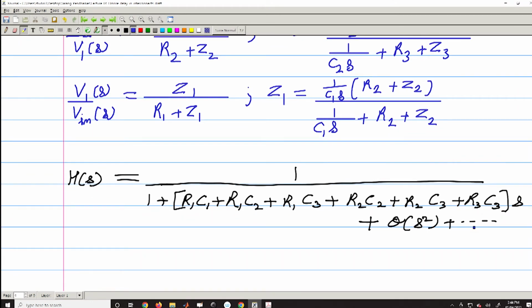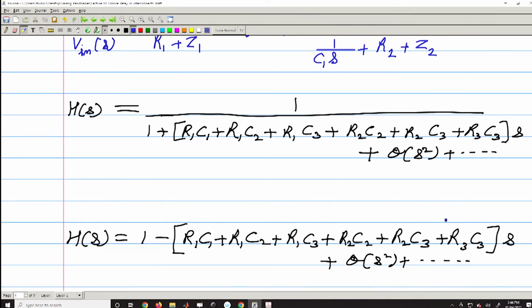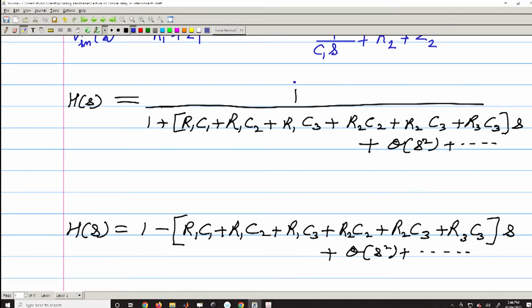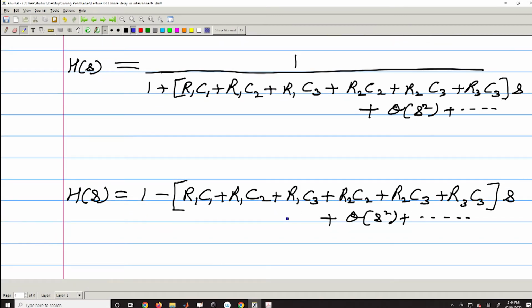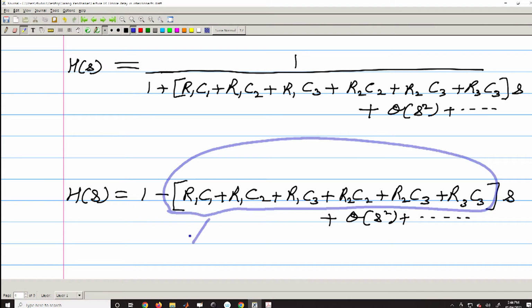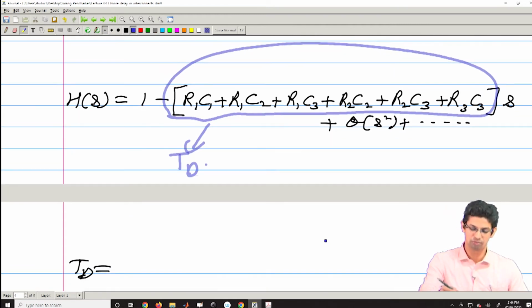There would be other terms of S square and higher. We do not require that in our analysis. So, what we would be doing then is again bring this in the numerator with power of -1, expand it using binomial expansion, and you will get an expression like this. So, here in this is your Elmore delay.